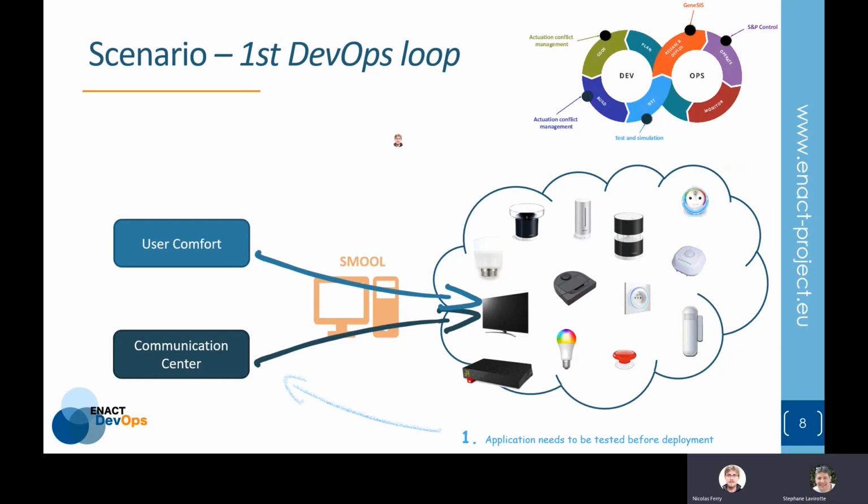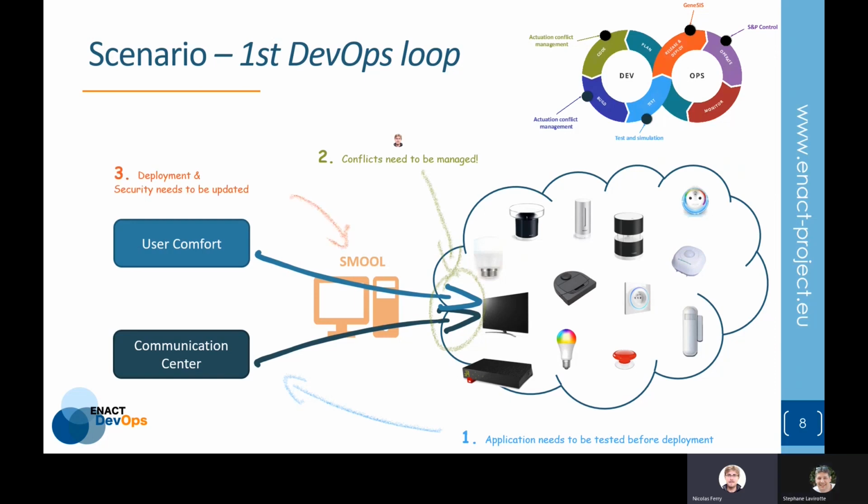So first, the application needs to be tested before deployment, and it needs to be tested with respect to the actual context of the Smart IoT system. Since we are adding an application that will also control actuators, we need to check if there will be any actuation conflict between the two applications and if these need to be managed and fixed.